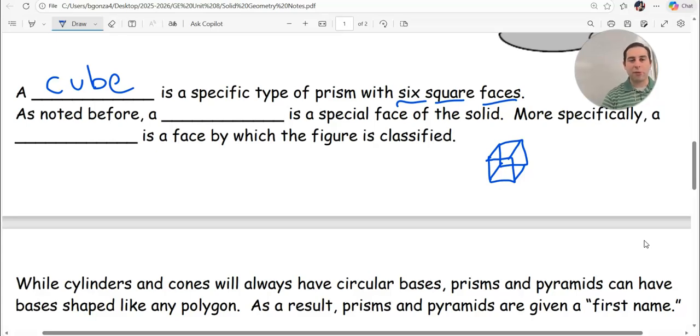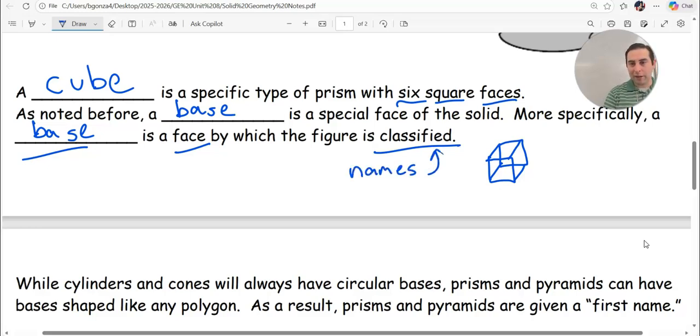As noted before, a base is a special face. A base is a face, but not every face is a base, because a base is a special face. More specifically, a base is a face by which a figure is classified. So again, a base is a face that classifies. It names a figure.